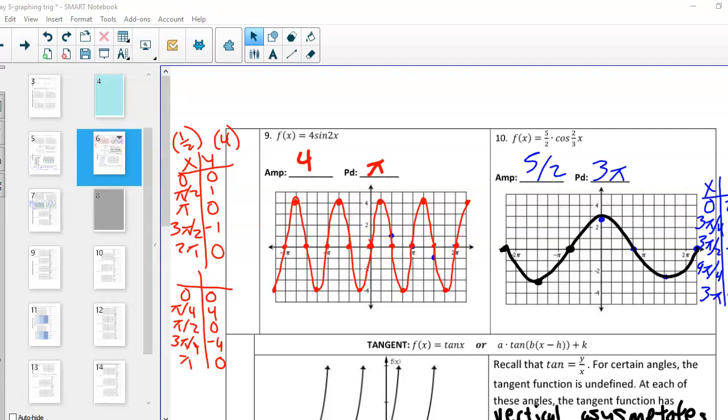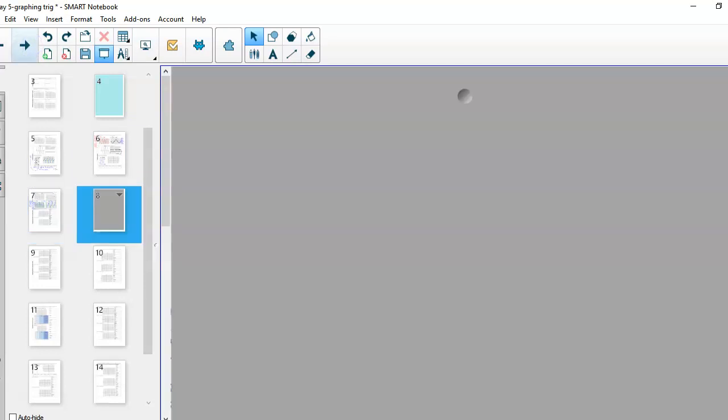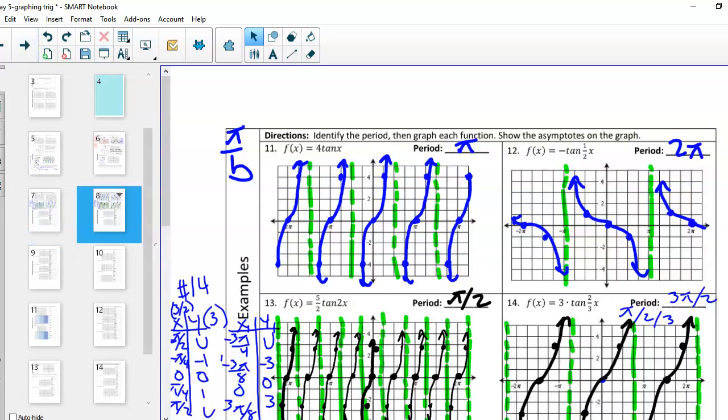Okay. I thought... Sorry, I'm on the wrong page. Oh my gosh. 11 and 12. That's the 2 we're on. Okay. I got it.